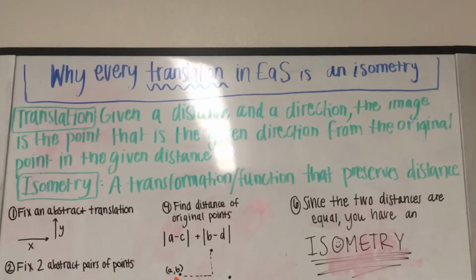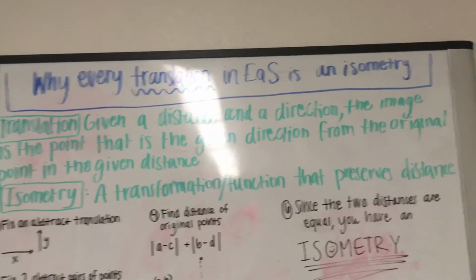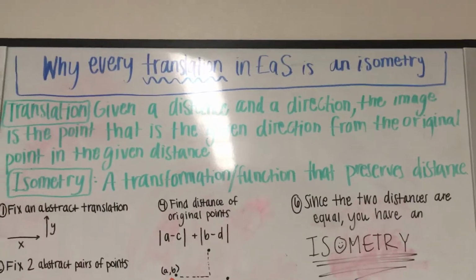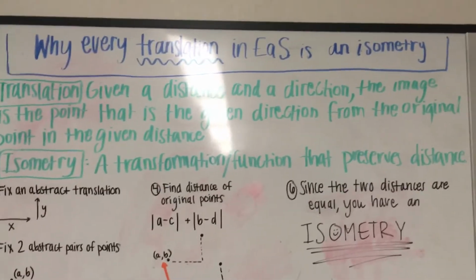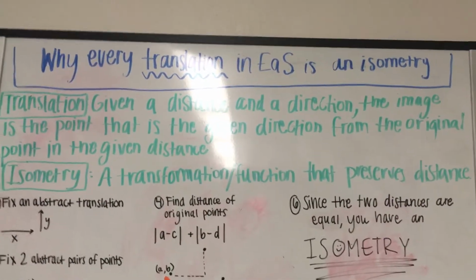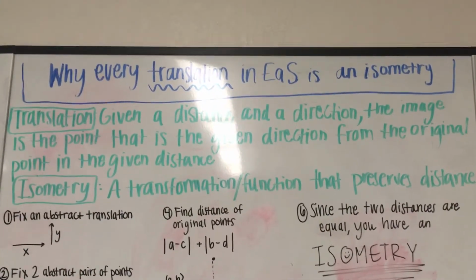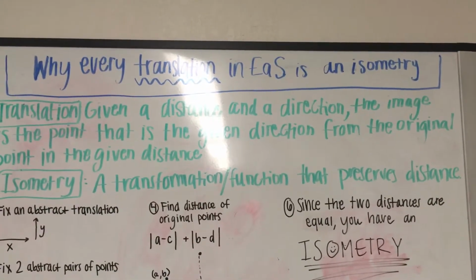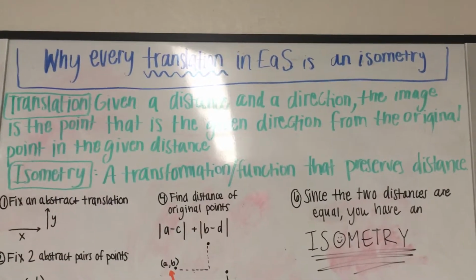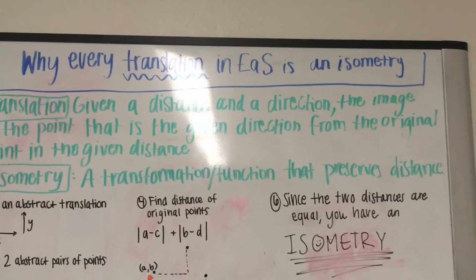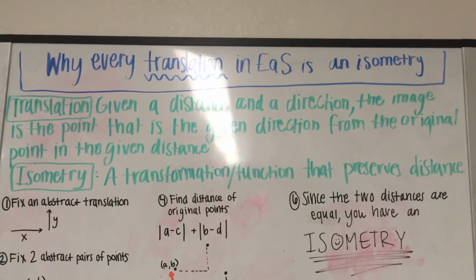So I'm going to answer why every translation in Etch-a-Sketch is an isometry. First, in order to start this problem, it's important to start with definitions. The definition of translation is, given a distance and a direction, the image is the point that is the given direction from the original point in the given distance.